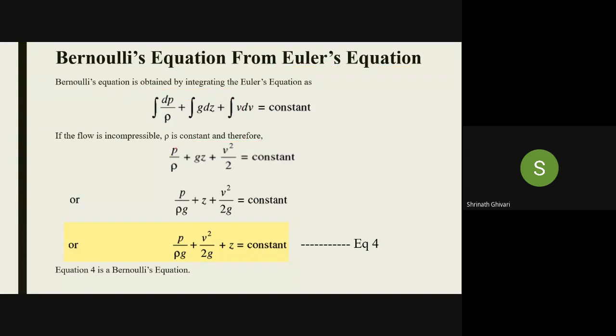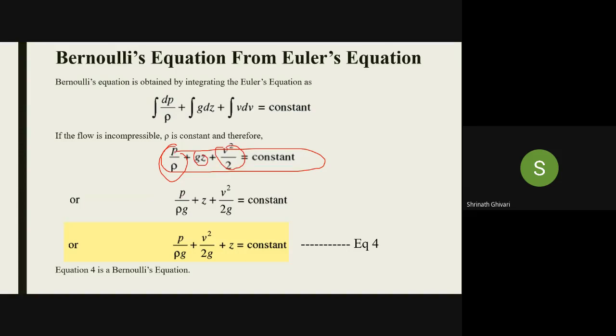So now, what is the equation? P by rho g plus gz plus v square by 2. Or we can write it like this: P by rho g. We are dividing it with and multiplying it with g. We are dividing each and every term with g here. You can observe that.